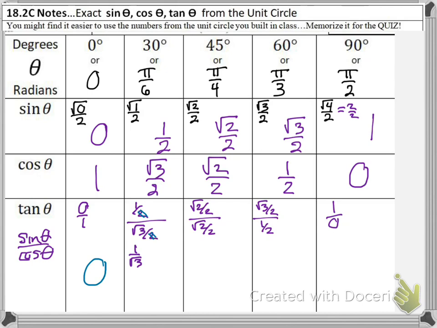But I'm not allowed to leave a root on the bottom. So now I want to get rid of the root 3 on the bottom, multiply by root 3, top and bottom. Remember, that means I'm multiplying by 1, so I'm not changing the value, I'm just changing the way it looks. That turns into 1 root 3, and root 3 times root 3 is root 9, which is plain 3.